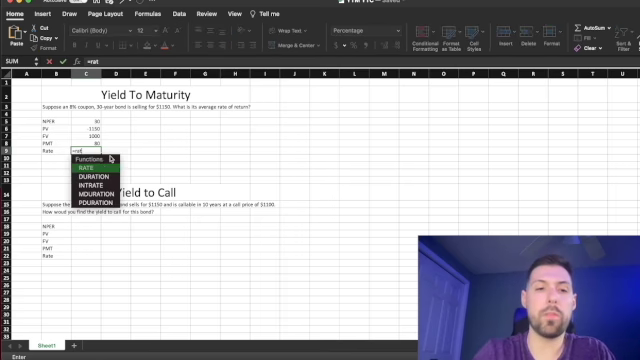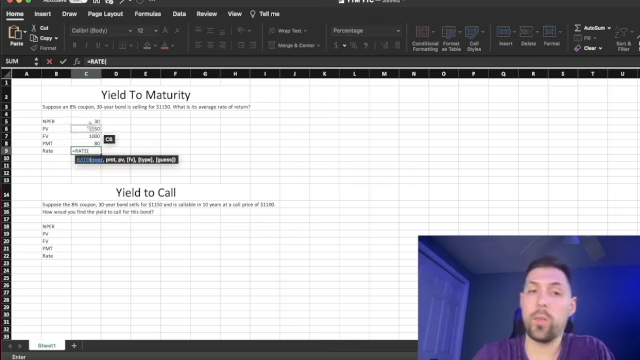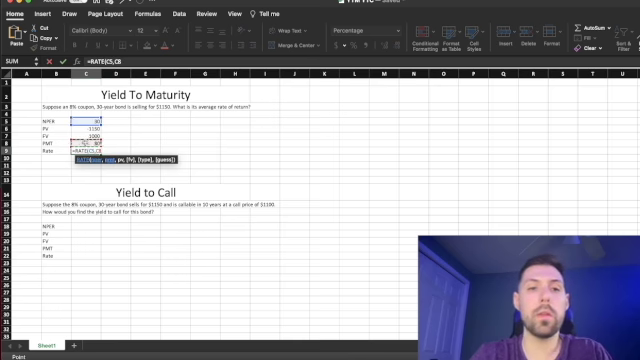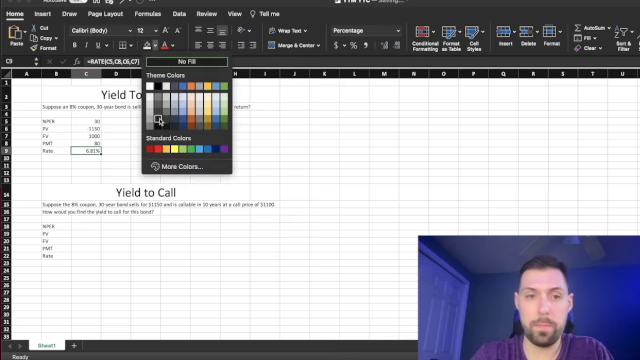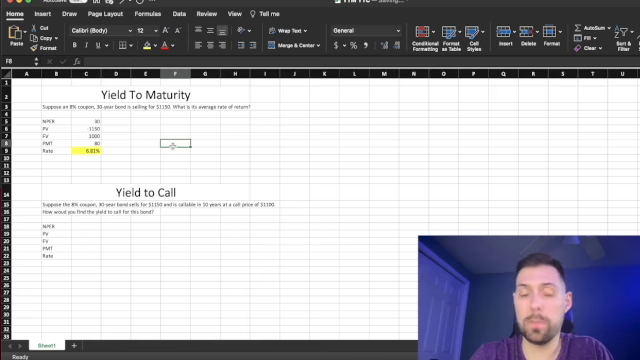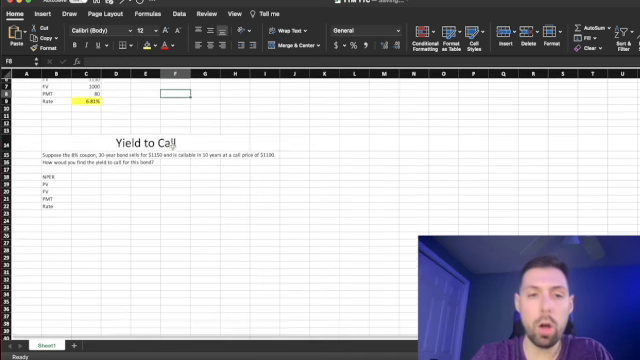After that, we can type in the function rate and start filling this out. So the number of periods, 30. The payment, 80. The present value is negative 1150. And the future value is 1000. And that gives us a rate of 6.81%. That is our yield to maturity. Moving on to yield to call.